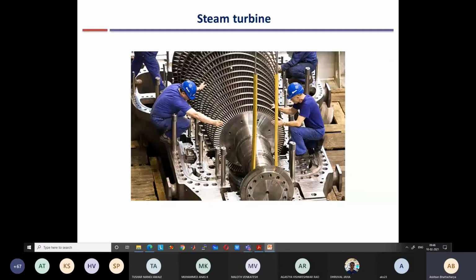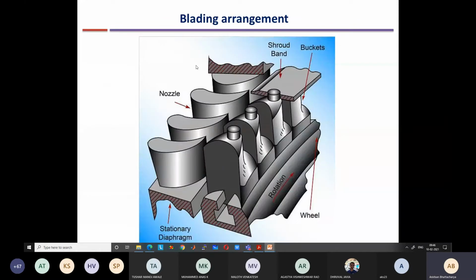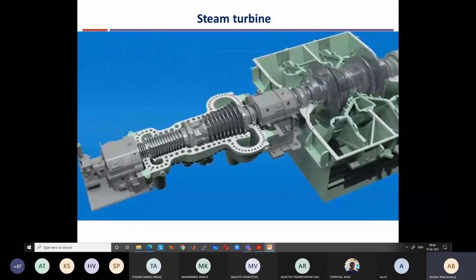As we can see, this first stage is the high pressure stage, and the subsequent stages are for lower and lower pressure. So towards the end, you can see that the length of the blades has become very large. I don't have any more diagrams. This is also not very clear, but you can see that the length of the blades is increasing. So this is a very good picture.